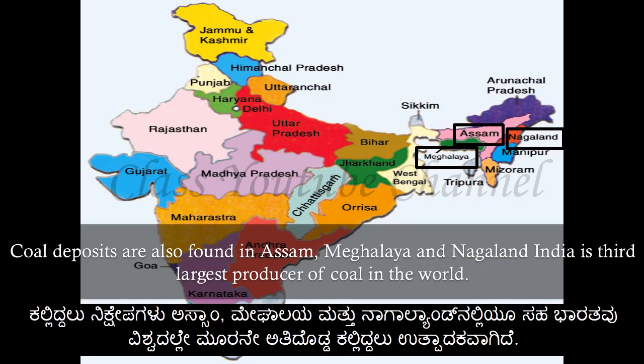Coal deposits are also found in Assam, Meghalaya and Nagaland. India is third largest producer of coal in the world.